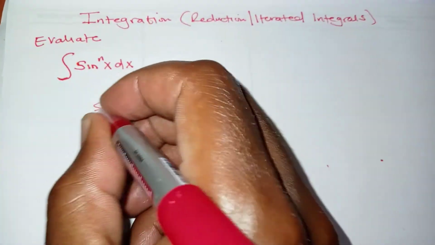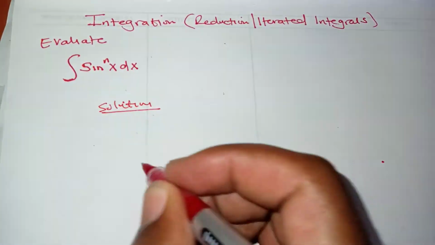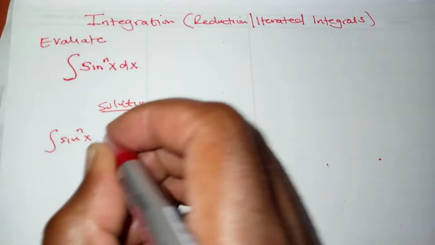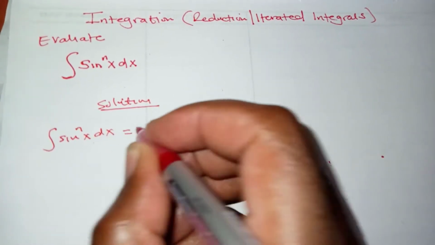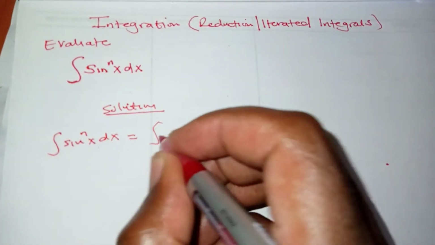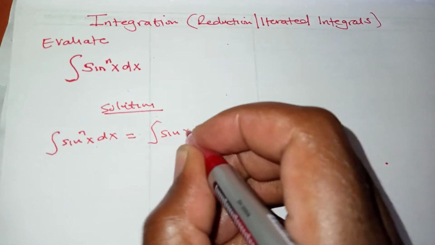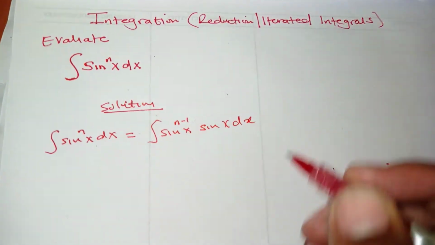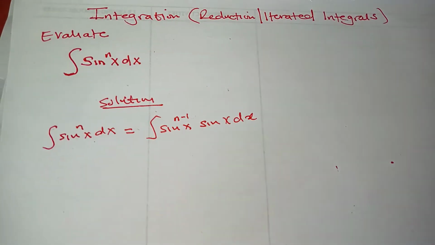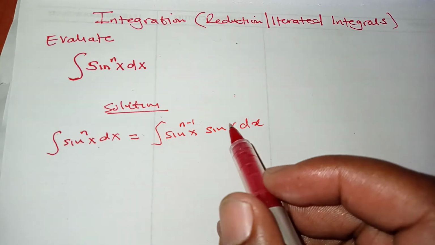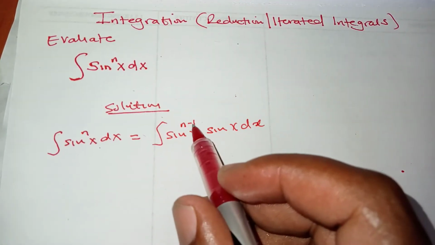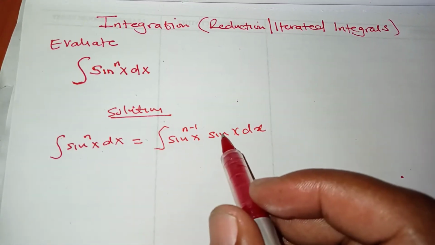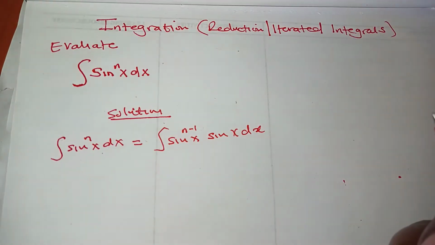On my solution bit here, I am supposed to integrate sine of x to the power of n dx, and this can also be rewritten as the integral of sine of x to the power of n minus 1 times sine of x dx. That's the trick I want to use here. You notice that according to the laws of indices, this is to the power of 1, so when you multiply, it makes the power n minus 1 plus 1, and you'll get back to sine of x to the power of n.